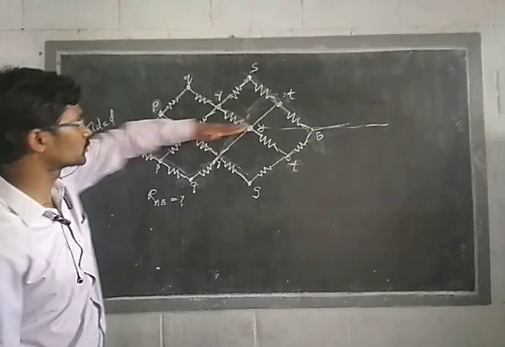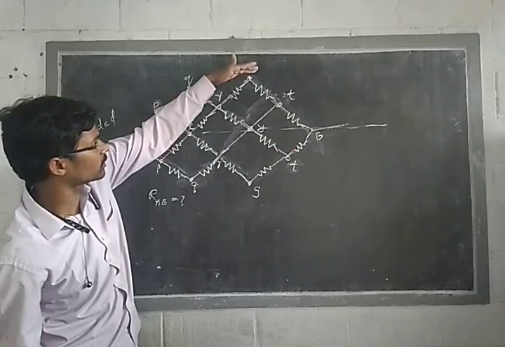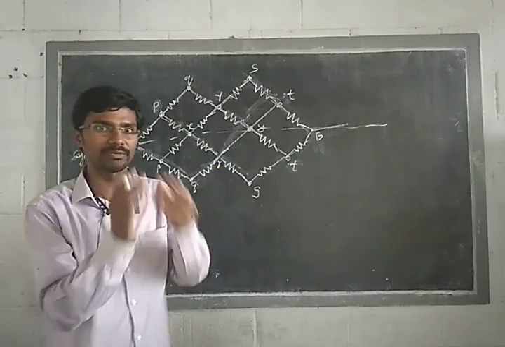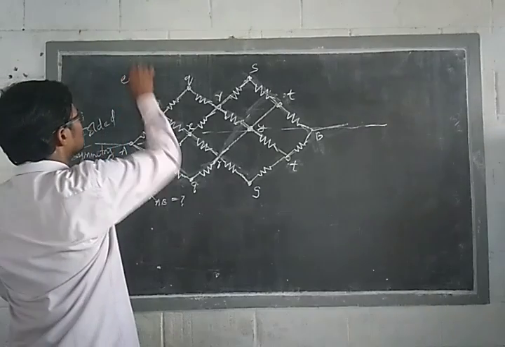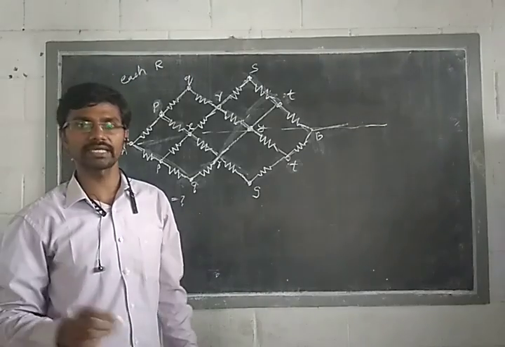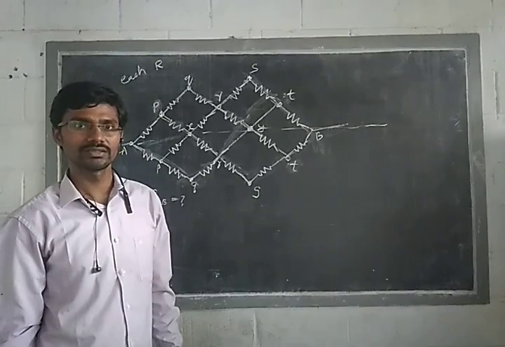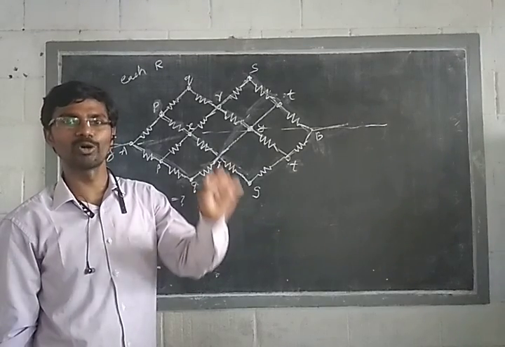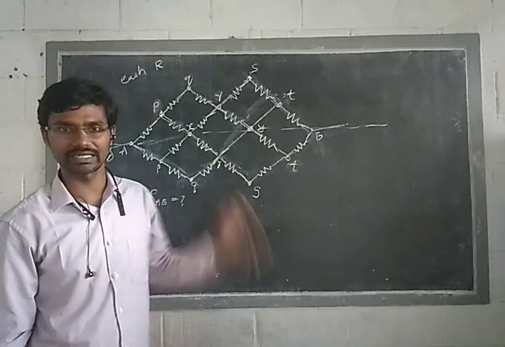Folded symmetry means what? The upper part has some potential, and here also the same. Here also the same. Symmetry means same. Now let us take each resistance as capital R, because here we have used small r. Are you following, students? If you understand, it would be very easy. You need not struggle to find the resultant resistance.